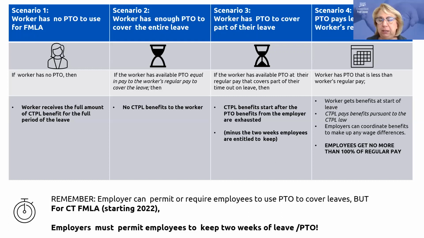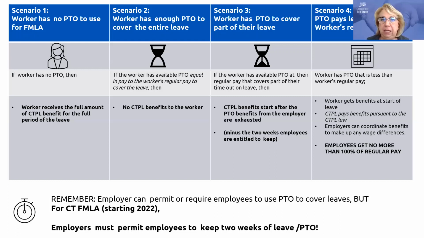Scenario number two, let's say a worker has enough PTO to cover the entire leave. We have had conversations with some employers where they offer 12 weeks of absence management coverage. In other words, they have special parental programs. Someone goes out on leave, they pay the full 12 weeks. So if that's the case, and you're one of those employers that has one of those programs, that employee would not be getting any Connecticut paid leave benefits because they're already getting paid 100%.